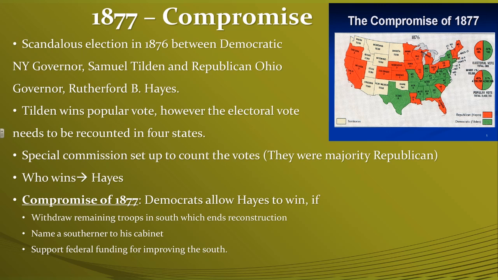1, they're going to remove the troops from the South, which basically ends Reconstruction because now the South is going to have all these literacy tests, black codes, KKK on the rise, and do all these things to get around restricting African Americans' rights. You're going to see number 2, a Southerner named to Hayes' cabinet, and number 3, more money being approved to help the South rebuild after the Civil War. This ends Reconstruction really because the troops leave the South, and now the South is on their own, and they can basically go back to being and doing whatever they want now that the Civil War is over.